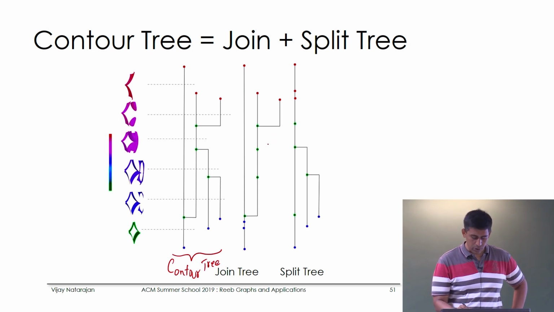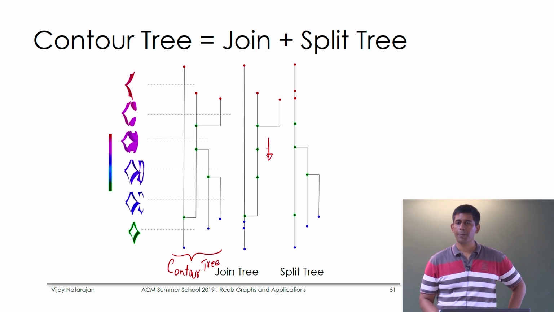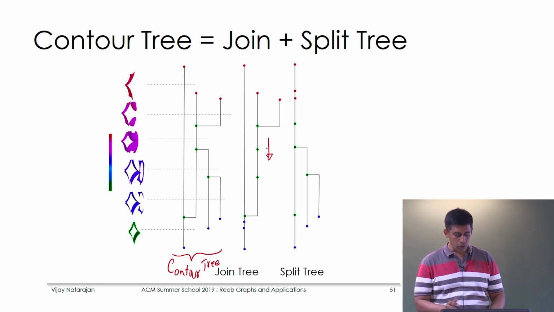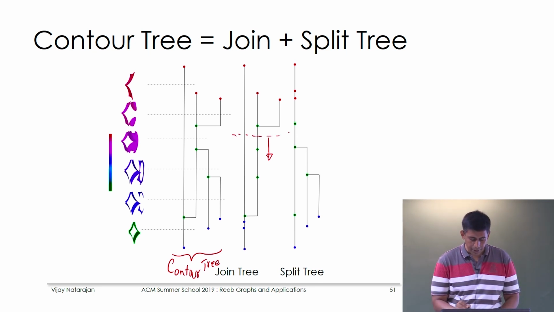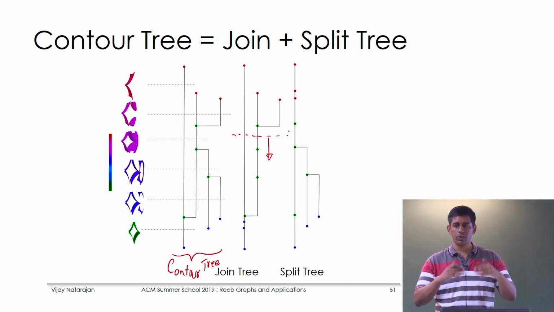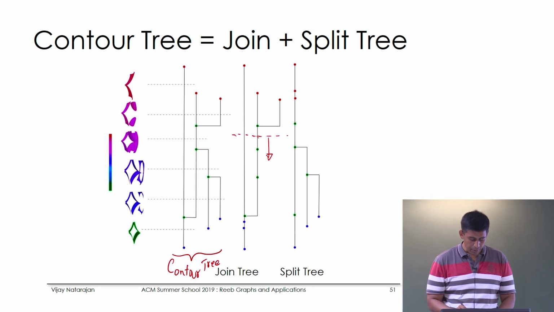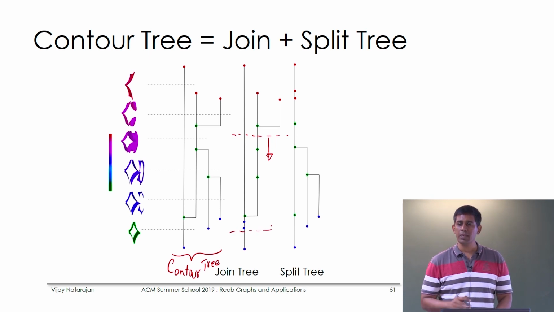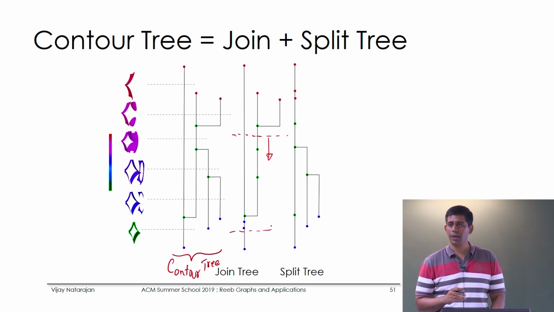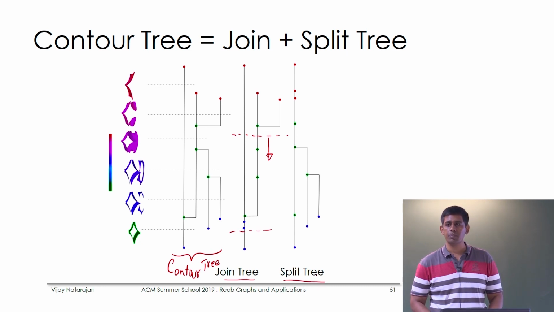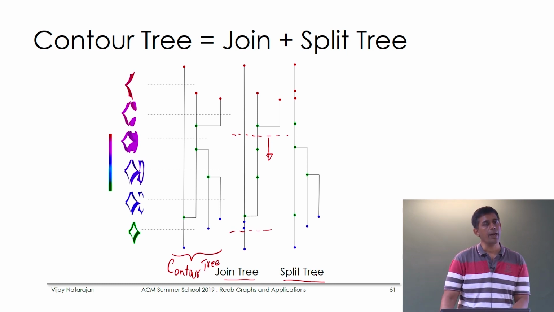So, the join tree, as you can see, looks at merges going top to bottom. The sweep goes from top to bottom, and you are looking at everything above you. So, when you reach, let us say, this level, everything above you has merged into two components, I am sorry. When you reach here, everything above you has merged into one component. So, this is the join tree. You do the same for the sweep in the other direction, you get the split tree.